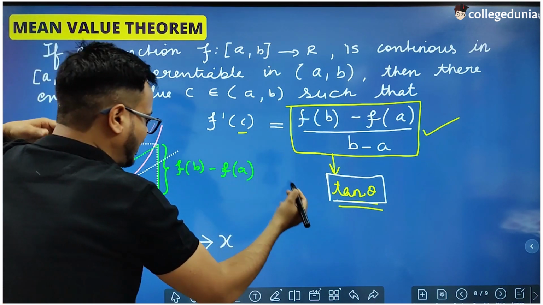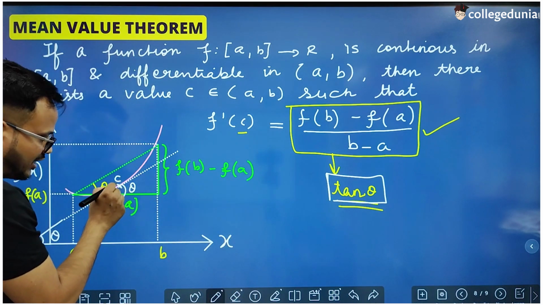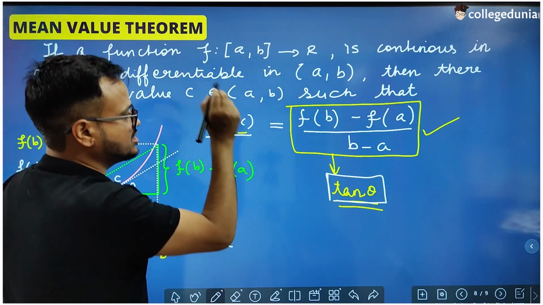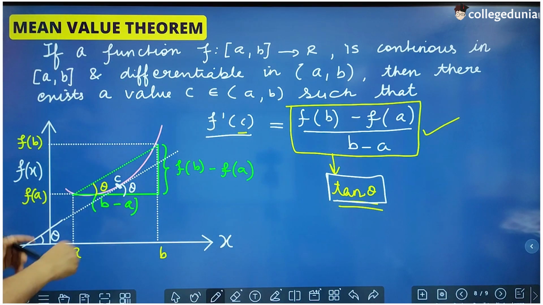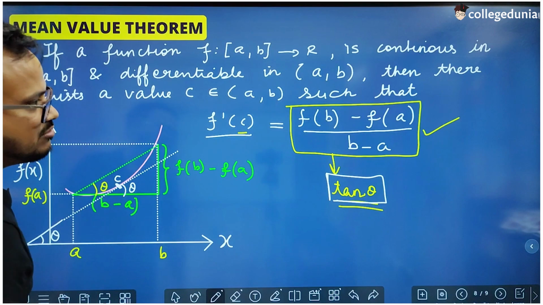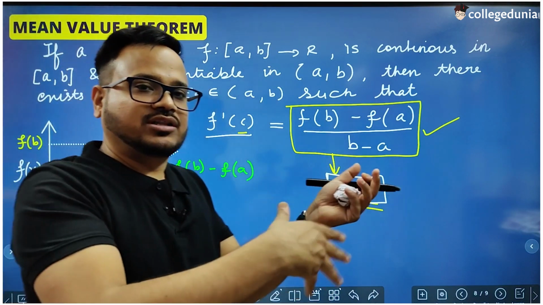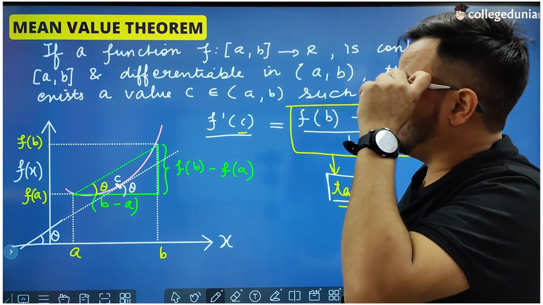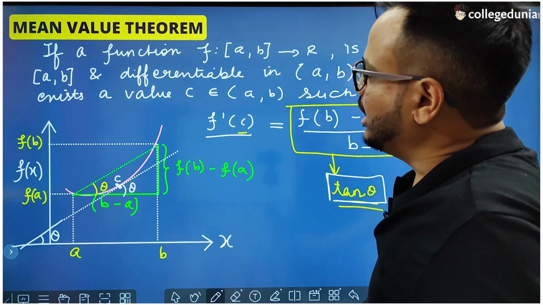So this tan theta is nothing but the value of the derivative of the function at that particular point, which is f dash c. So there has to be a point between a and b which satisfies this condition. That is what this theorem is saying, right? So we can easily prove this theorem for a given function.